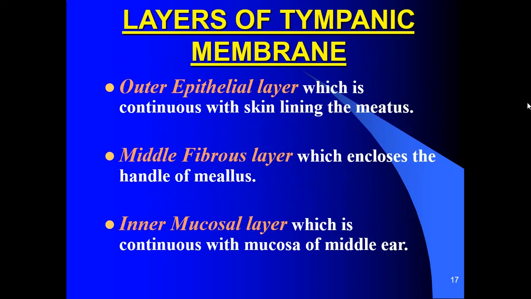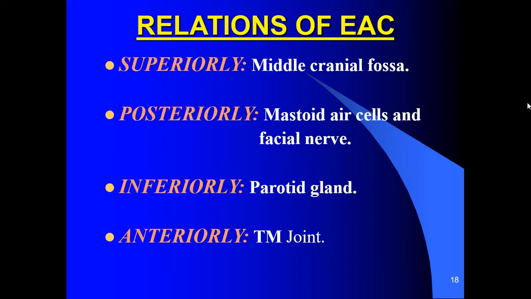The tympanic membrane has an outer epithelial layer which is continuous with the skin lining the meatus, a middle fibrous layer which encloses the handle of malleus, and an inner mucosal layer which is continuous with the mucosa of the middle ear. The external canal is related superiorly to the middle cranial fossa, posteriorly to the mastoid air cells and the facial nerve, inferiorly to the parotid gland, and anteriorly to the temporomandibular joint.